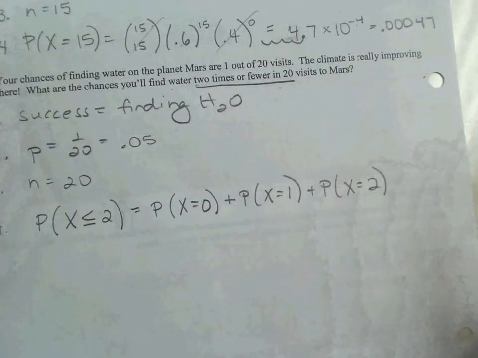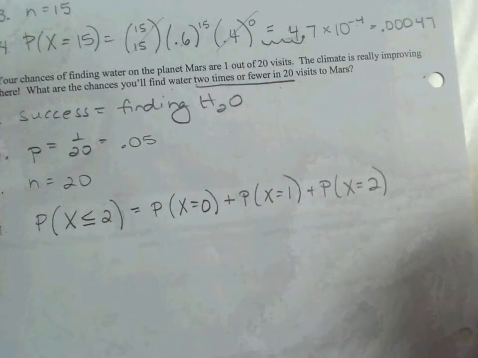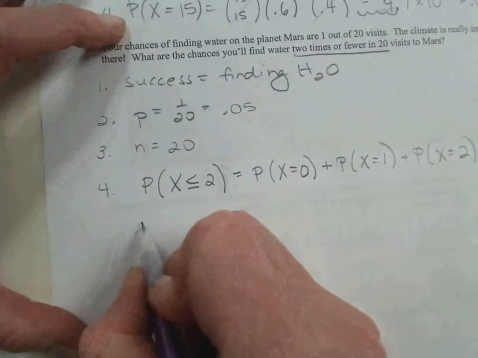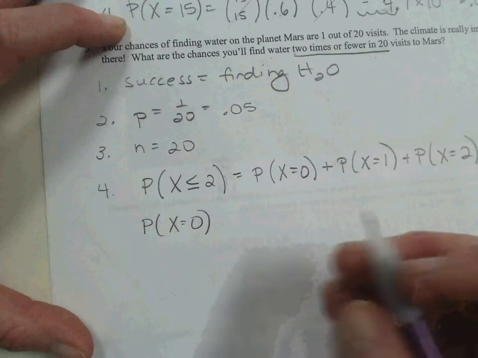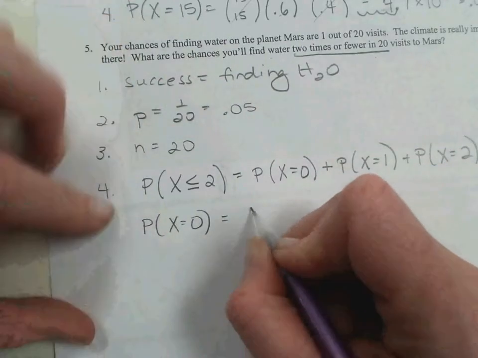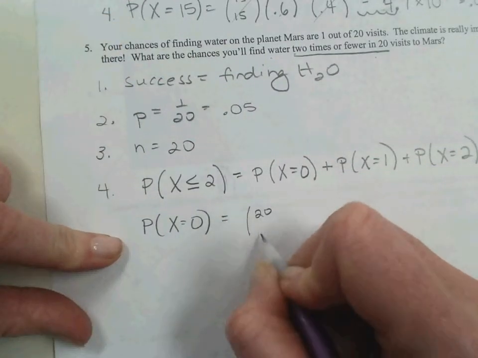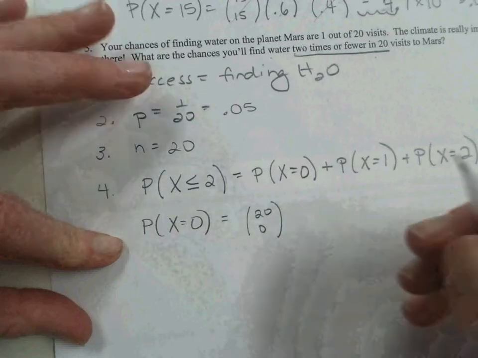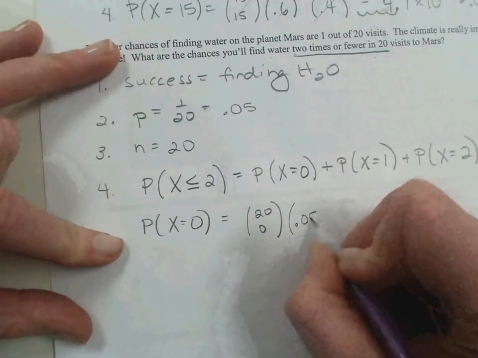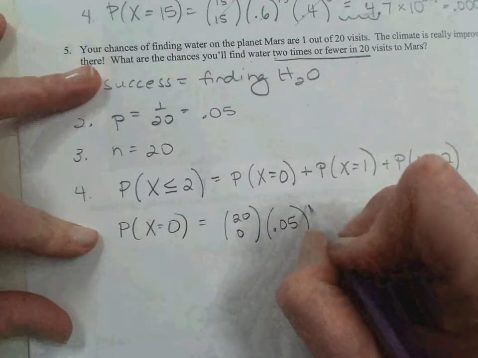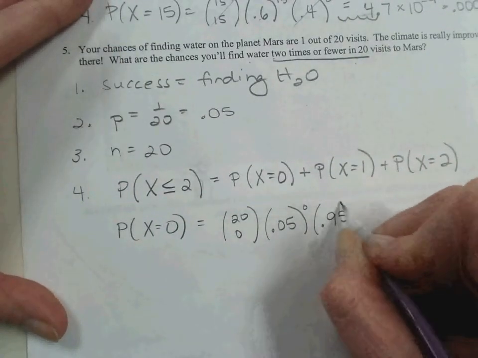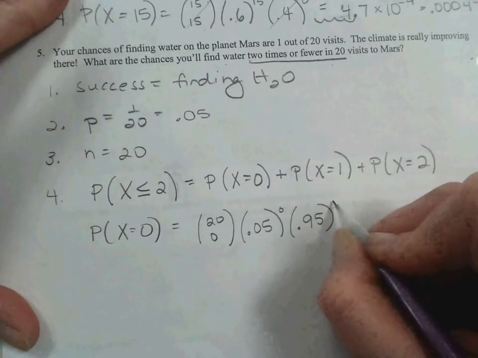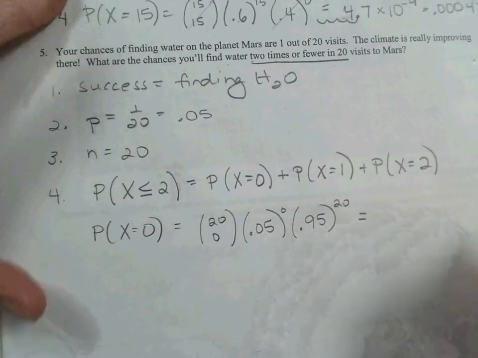Thankfully, we have this formula, so we don't have to do all 20 probabilities. We just have to find 3. So we'll start with the probability that x equals 0. So we've got n choose x times the probability of success to the number of successes times the probability of a fail to the number of fails.